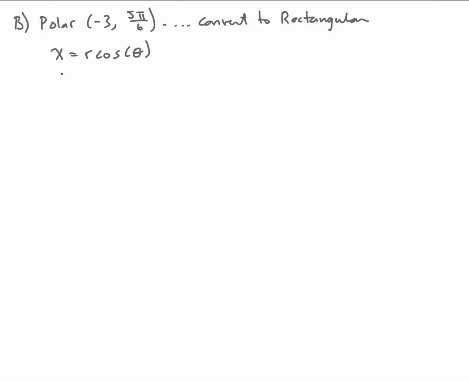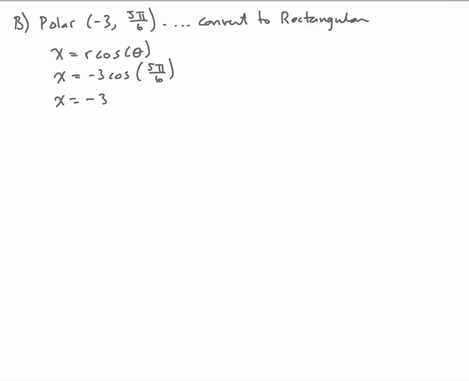And I always like to plot them when I'm done, just so I can see if they're ending up in the correct quadrant and seem reasonable. So the polar point I have here was (-3, 5 pi over 6), and I want to convert to rectangular. The way I start converting to rectangular, I use x is equal to r cosine of theta. R is -3. Theta is 5 pi over 6.